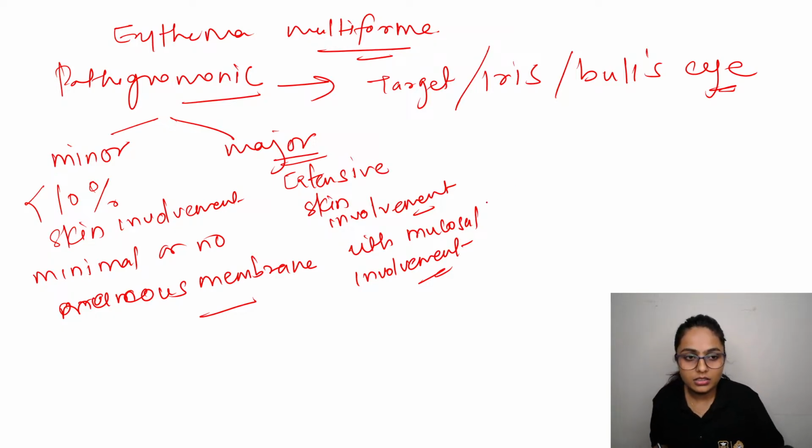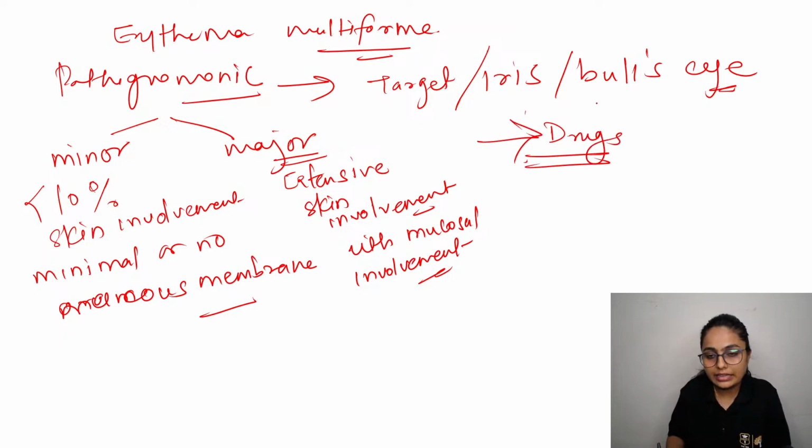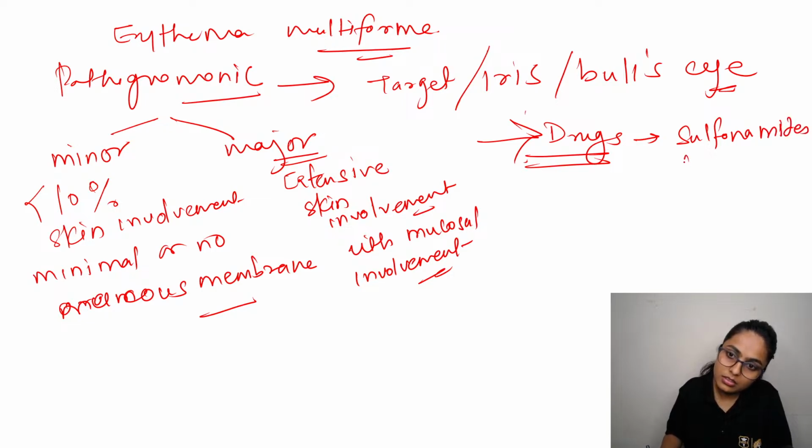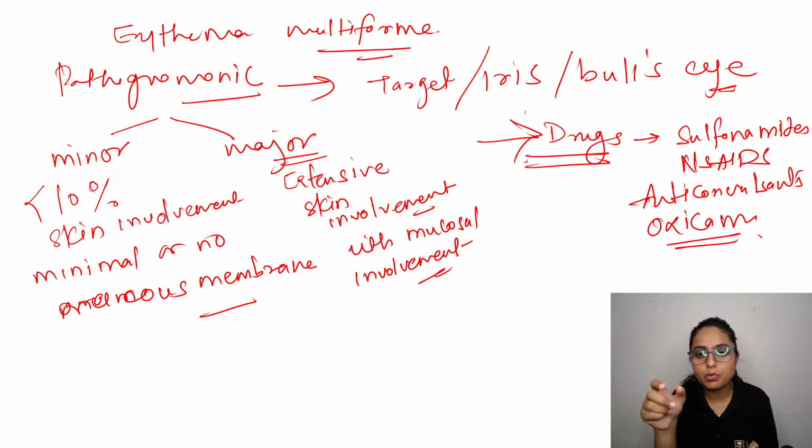All right. And in erythema multiforme, which are the drugs which can induce this acute inflammatory reaction? They are sulfonamides, NSAIDs, anticonvulsants, all right, and oxicam derivatives. All right. So these are some important points that you should remember in erythema multiforme.